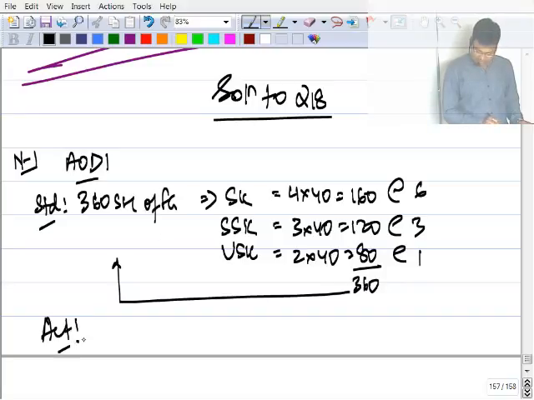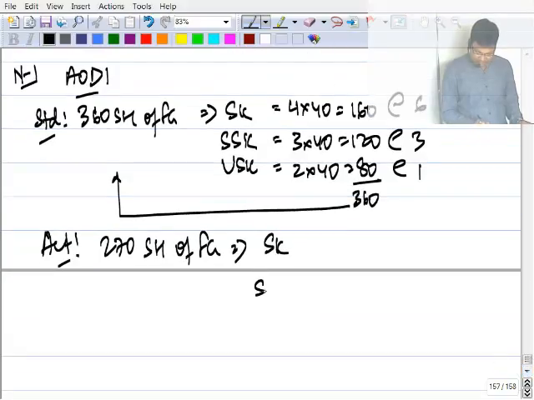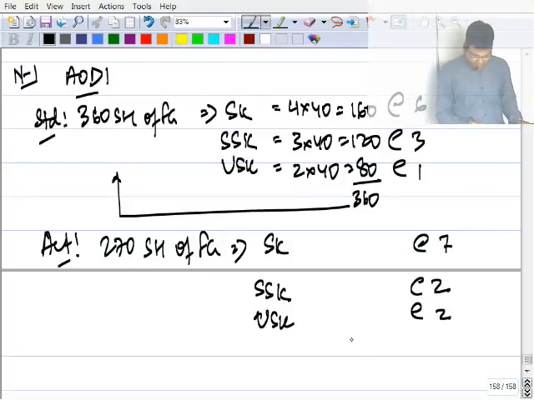And in actual they are saying 270 standard hours of finished goods have been produced. Skilled, semi-skilled and unskilled. You see the rates are given, 7 rupees, 2 rupees, 2 rupees. But the number of workers in the actual gang is not given. Total is 9. So 9 into 40 is 360, this is sure.